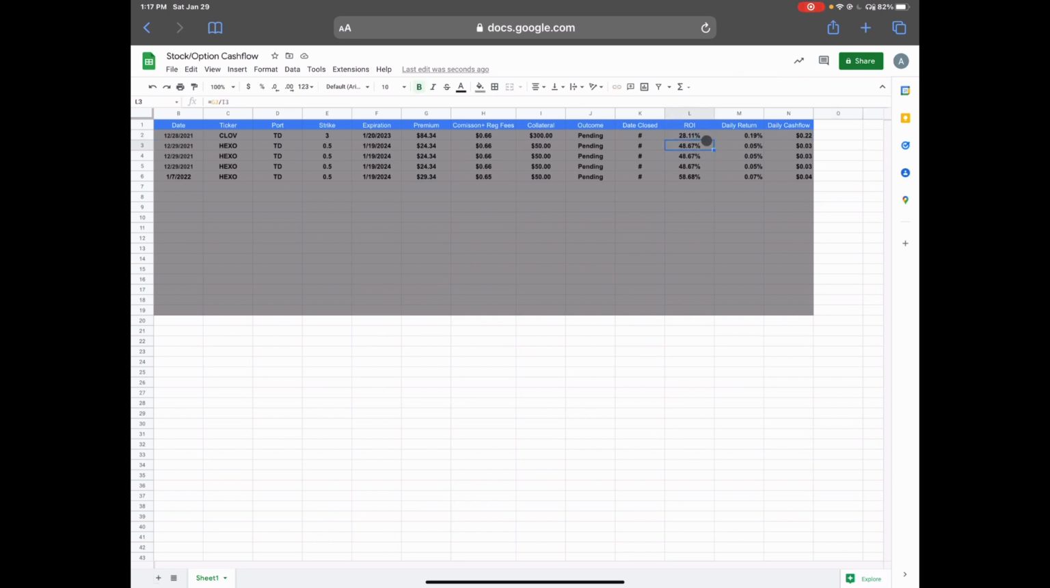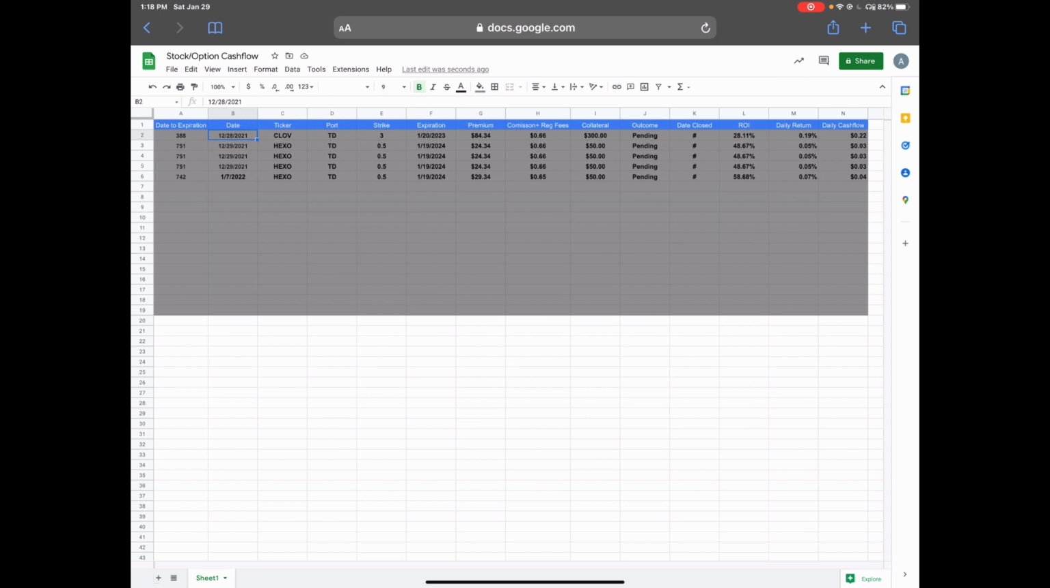So as we can see, we made 28% of our money, 48, 48, 48, 58. I did some daily computations just to show you the daily return on investment. And then this is showing you the daily cash flow of that asset. In this case, this $50 generated me almost 30 bucks worth of premium, and that's a pretty significant ROI. And again, these are the days till expiration from the day I bought them, right? So as we can see, a lot of days, but at any time I can close the contract.